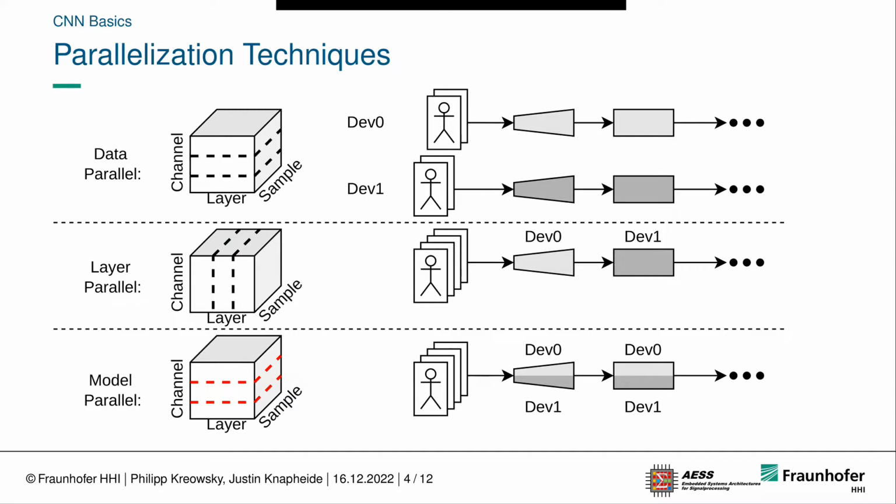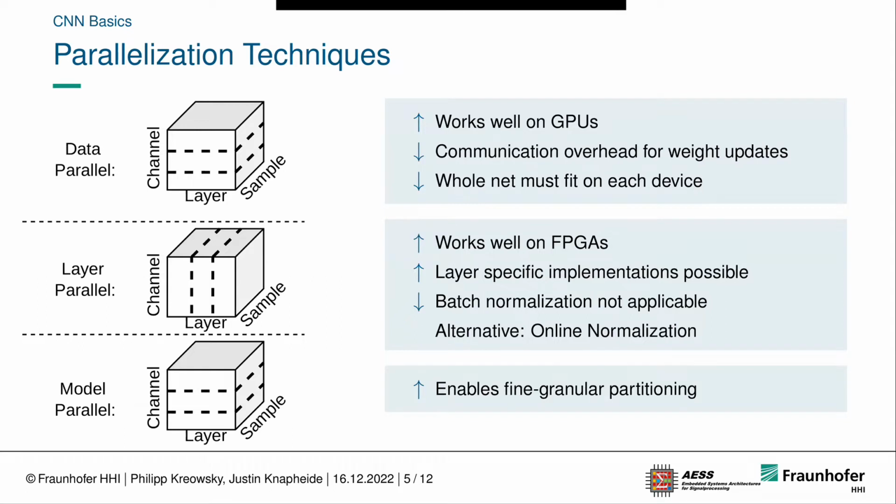All of these techniques come with their ups and downs, obviously. The data parallel approach works well on GPUs, which is why it's widely used. It introduces a communication overhead for weight updates after each batch for training. And a big minus is that the whole net must fit on each device, which is not possible for our FPGAs. The layer parallel approach works well on FPGAs, and we can have layer-specific implementations for the different layers.